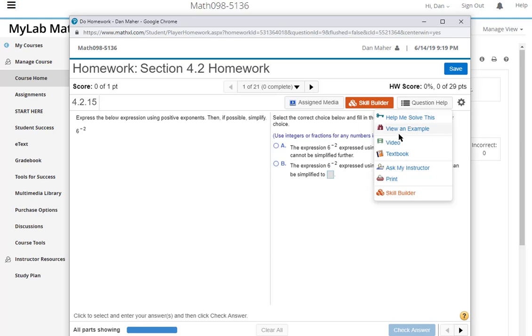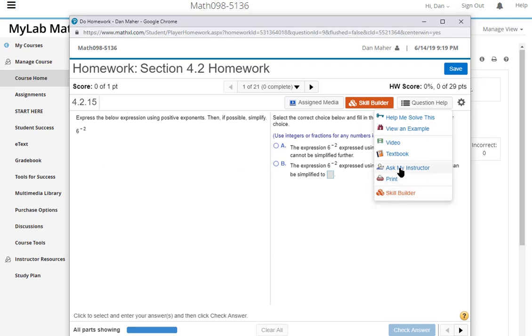You can also view an example. Here's a video that you can watch. It takes you to the textbook, the online textbook, right in the pertinent place that's involved with section 2. And you can print it. This skill builder is another one, interactive, based on this question.